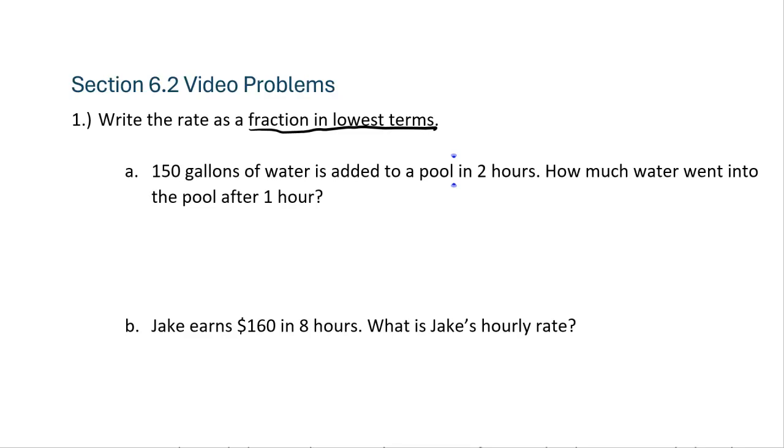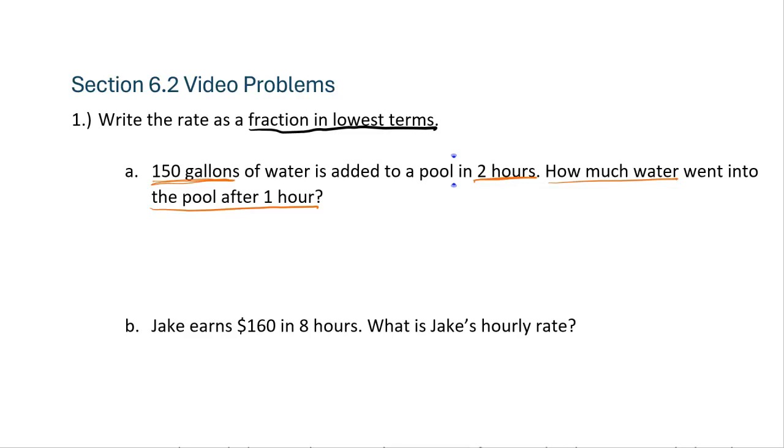So for the first one, we have 150 gallons of water is added to a pool in 2 hours. How much water went into the pool after 1 hour? All right, so remember that I just do one read through and then I start pulling the important information out. So I have 150 gallons is added in 2 hours. The question is how much water went into the pool after 1 hour.